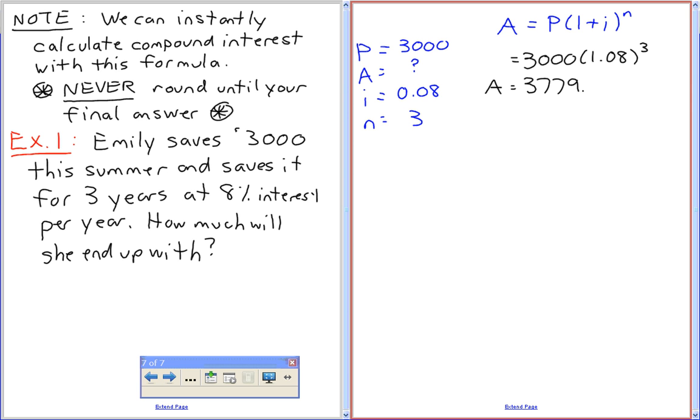Why does it make sense to use two decimals? Because it's in dollars. We're using money here, right? So because we're using money, we're going to go to two decimals here.